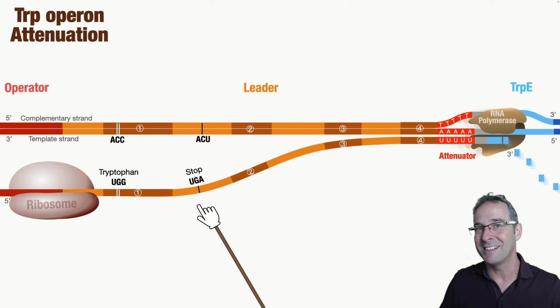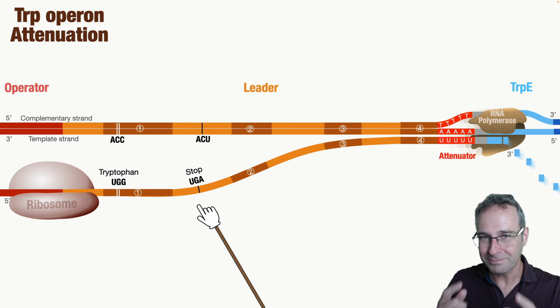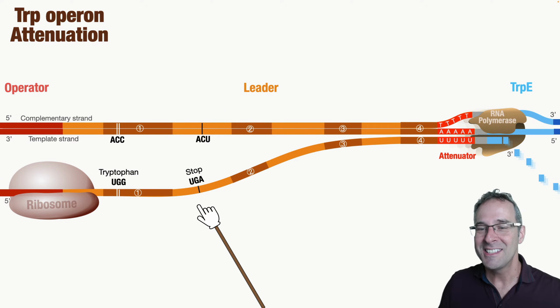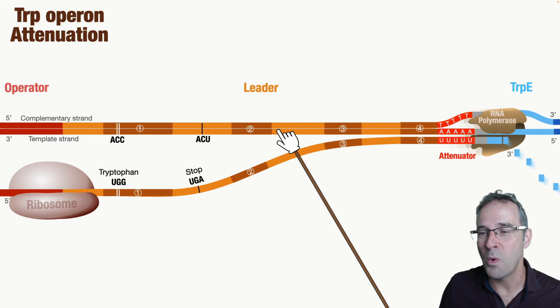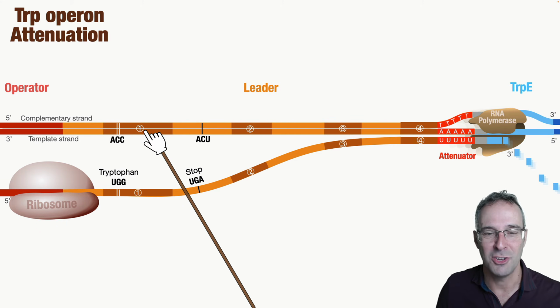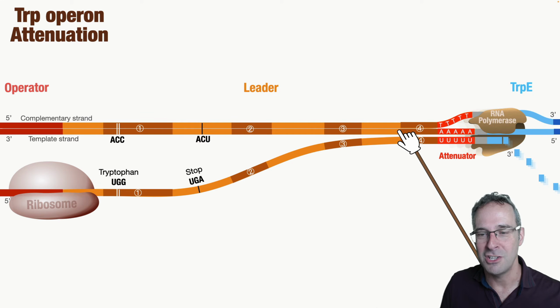Attenuation wouldn't work unless translation was happening at the same time as transcription. That's the first thing to get in your head. Secondly, notice that there are these four regions that I've called 1, 2, 3, and 4. Well, I didn't call them that. That's what they're called: Region 1, Region 2, Region 3, and Region 4.